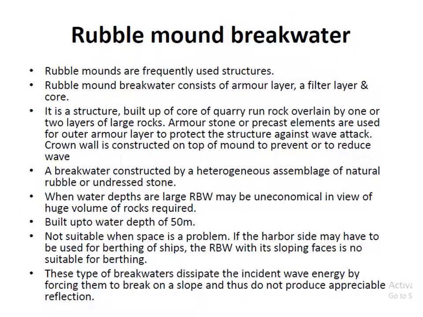Rubble mound breakwater. It is one of the conservative and common types of breakwater. These are frequently used structures. It consists of an armor layer, a filter layer, and a core base. It is a structure built up of a core of quarry-run rock overlain by one or two layers of large rocks. Armor stone or precast elements are used for the outer armor layer to protect the structure against wave attack. A crown wall is constructed on top of the mound to prevent or reduce the wave effect. A breakwater constructed by a heterogeneous assemblage of natural rubble or undressed stone.